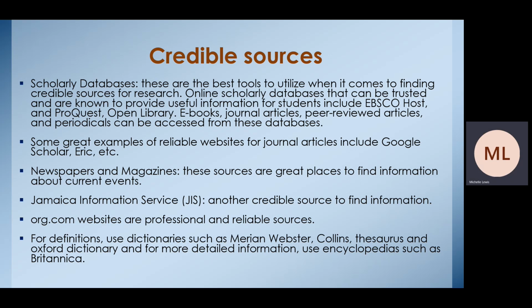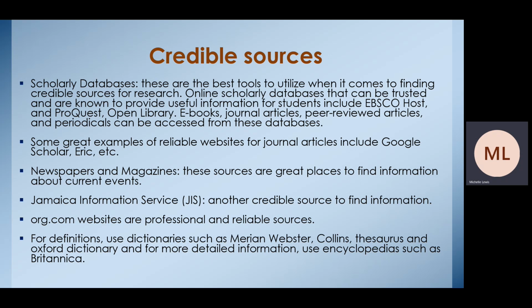Credible sources may include scholarly databases. Make sure you source information from scholarly databases, and these are the best tools to utilize when it comes to finding credible sources for your research. Online scholarly databases that can be trusted and are known to provide useful information for students include EBSCOhost, ProQuest, and Open Library. Ebooks, journal articles, peer-reviewed articles, and periodicals can be accessed from these databases. Some great examples of reliable websites for journal articles include Google Scholar, ERIC, etc.